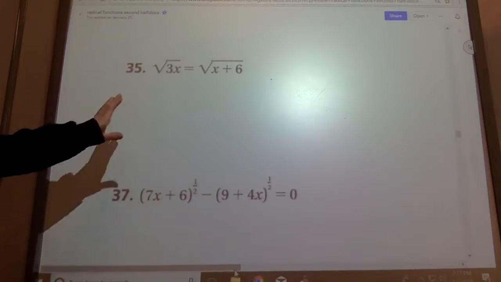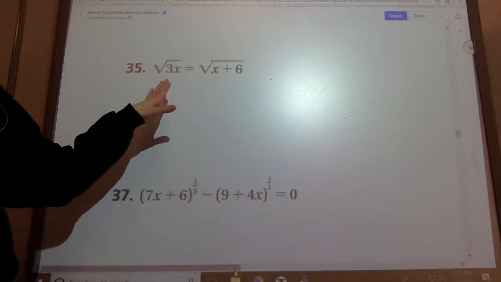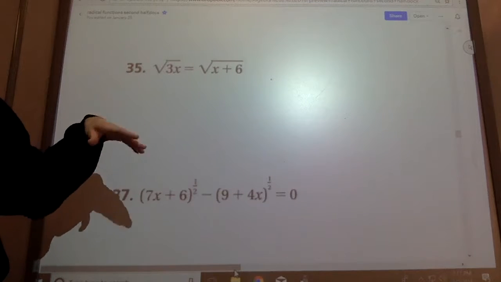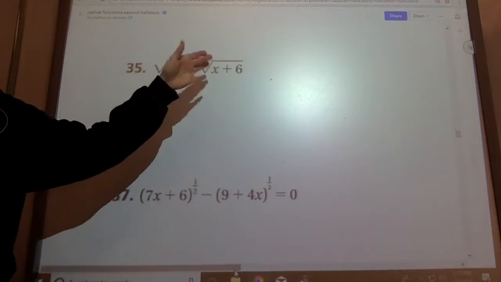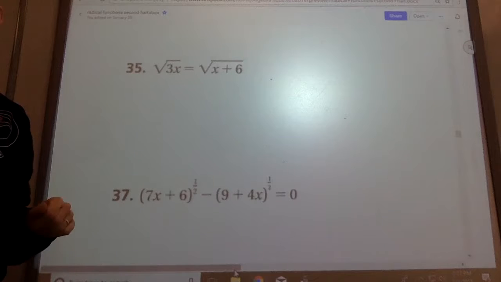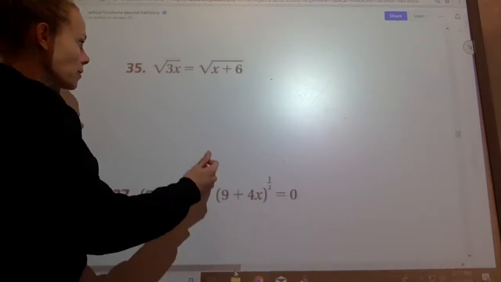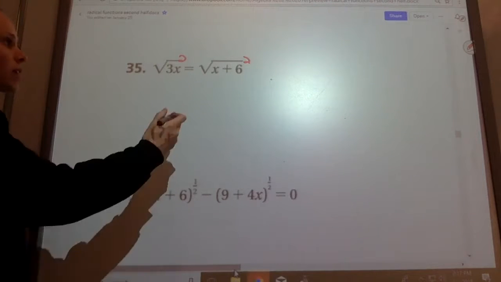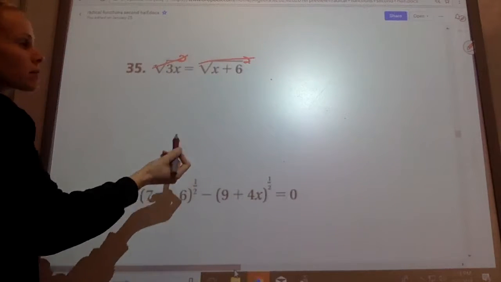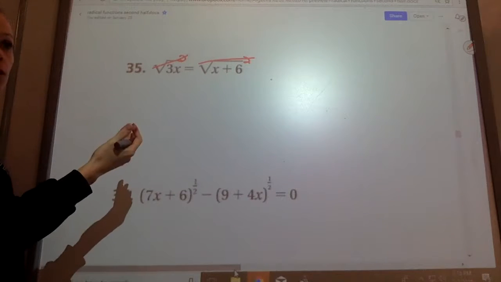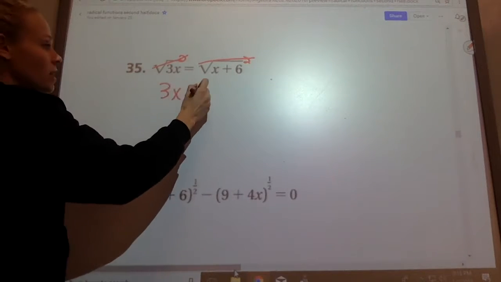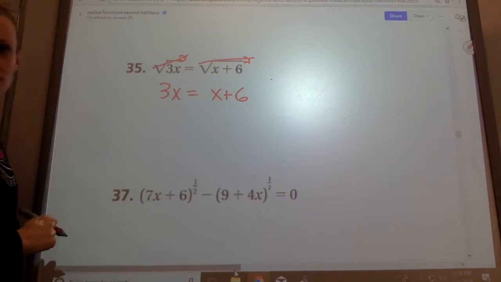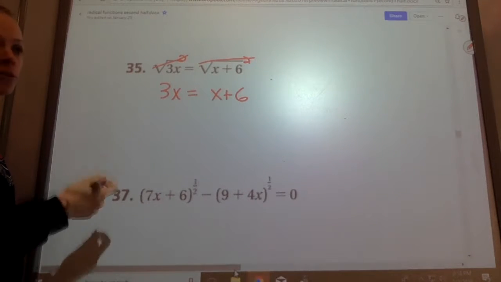So what happens when we have radicals on both sides? You can't do step 1. You can't isolate it. But you're still going to do step 2, which is what power do I raise both sides to get rid of that radical? Squared, because this is a square root, and I know to get rid of a square root, I square it. So if I square both sides, look what happens. Both of my radicals cancel out, and I just get 3x equals x plus 6. And this is easier than what we were doing before because this is not quadratic, it's linear. And those are easier to solve.